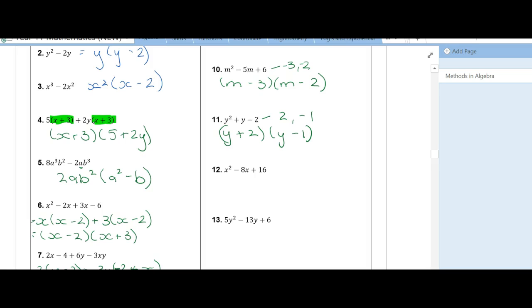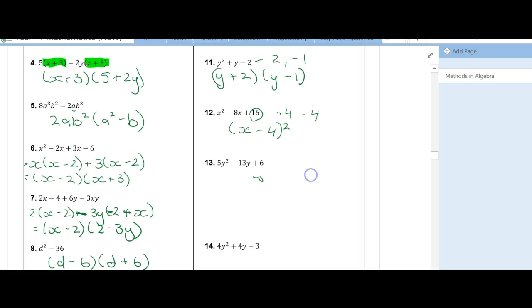2 numbers that times together give me 16 and add together to give me minus 8. It's minus 4 and minus 4. So it's actually one of the squared ones. You don't have to recognise that until you find these 2 numbers.